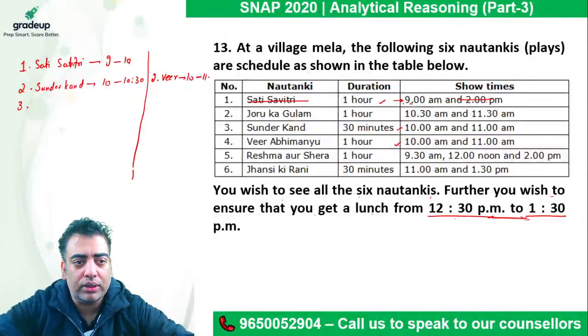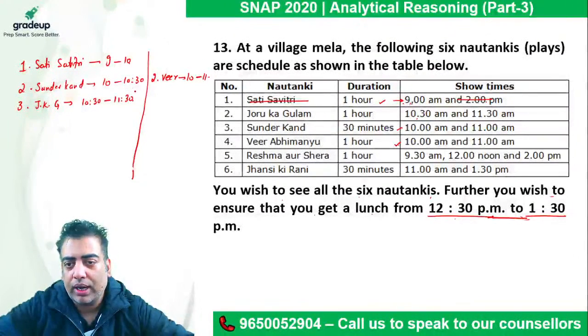Now let's focus on the third show that we can watch. So at 10:30 I am free, so third show that I can watch must be Joru Ka Gulam in case number 1. So it will start at 10:30 and I will be free in 1 hour's time, which is at 11:30. Right. So in case number 2, so we started with Veer Abhimanyu here, and I will be free at 11. And at 11, I can watch either Sundarkand or Jhansi Ki Rani. I am having two options.